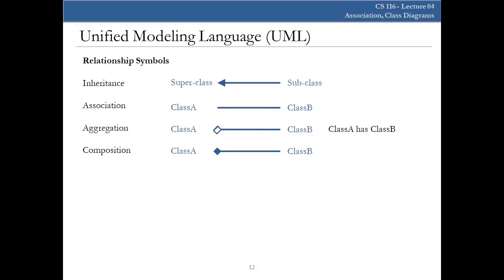right? And again, this solid diamond head points towards the owner class. So if class B is part of class A, that means class A again owns class B, then this solid diamond head should point towards class A.